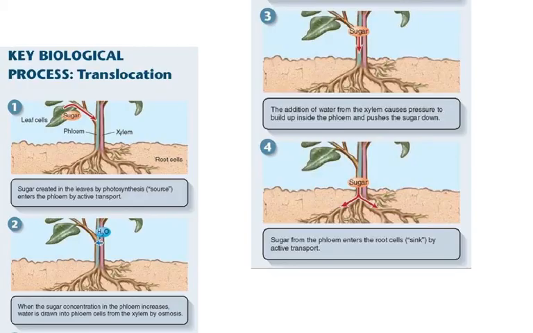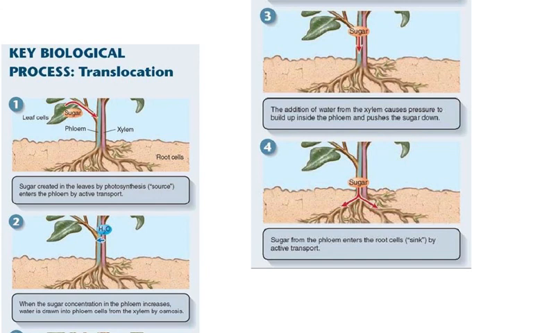Now coming to this translocation process. Number one, sugar created in the leaves by photosynthesis. This is the source. The sugar enters the phloem by active transport. So source will be the provider. Then when the sugar concentration in the phloem increases, water is drawn into phloem cells from the xylem by osmosis. Of course, this will create a high pressure. Number three, the addition of water from the xylem causes pressure to build up inside the phloem and pushes the sugar down. So the sugar moves down.